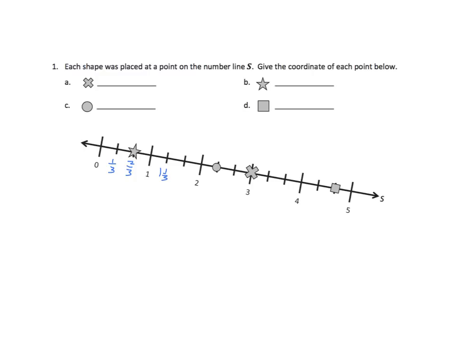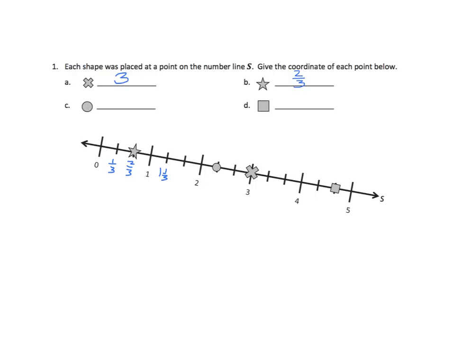The first one is the X. We see that the X is directly on the 3. So that's simple enough. We'll just write a 3 in the blank. Let's go to B. We have a star. And again, I've labeled that portion of the number line. And we see that the star lies on 2/3. So we'll write in 2/3.